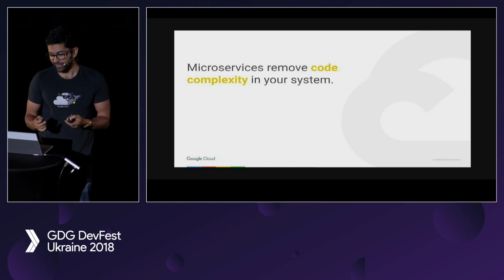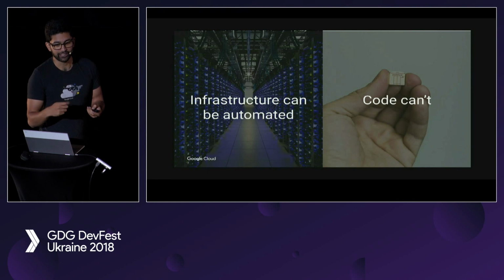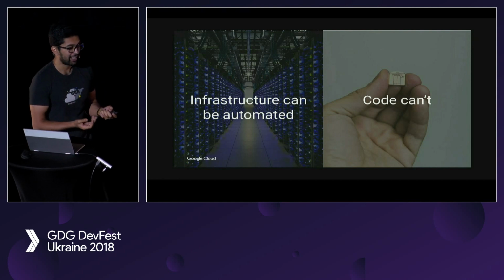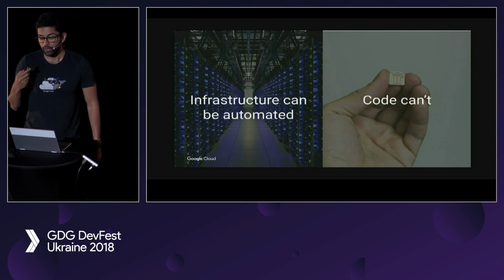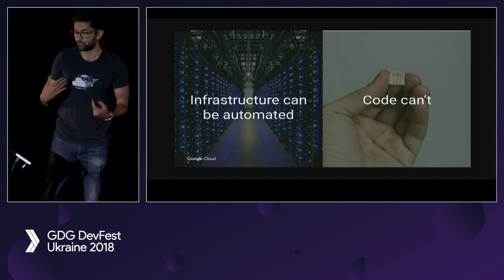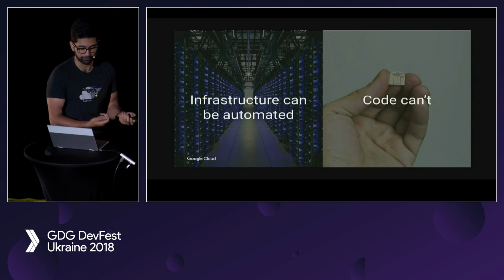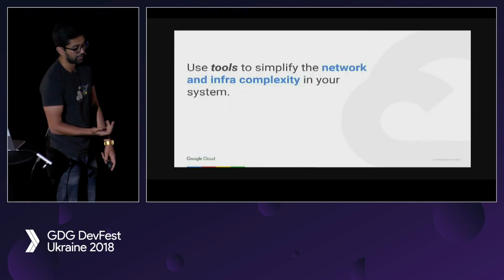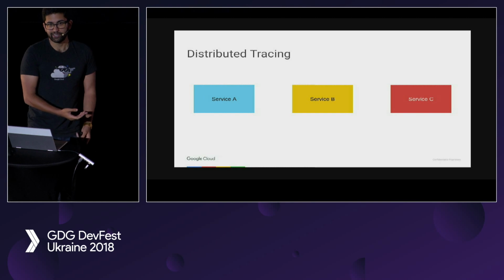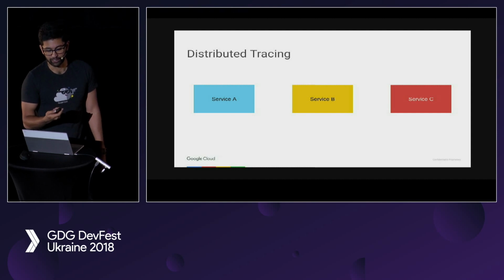But then a really nice thing is that infrastructure can be automated, while code can't yet, until we get machine learning that writes code for us, and then we can all retire. Until that day, we have to write code by hand, right? And so infrastructure, especially in the age of the cloud, can be automated very easily with APIs and tools like that, right? So what we can do is automate away a lot of this complexity by using the right tools. So again, let's use tools to simplify the infrastructure and network complexity, right? So we talked about Kubernetes yesterday and Docker and things like that. We talked about Istio. But let's talk about distributed tracing a little bit in more depth, right?